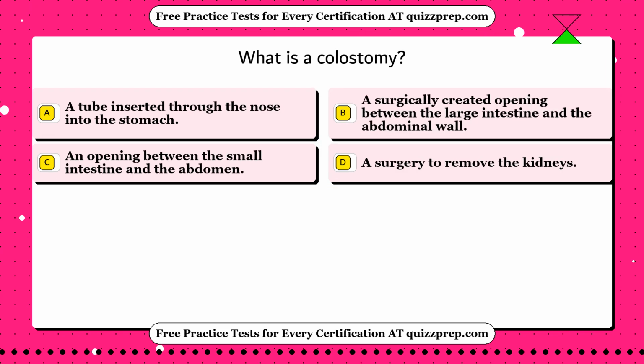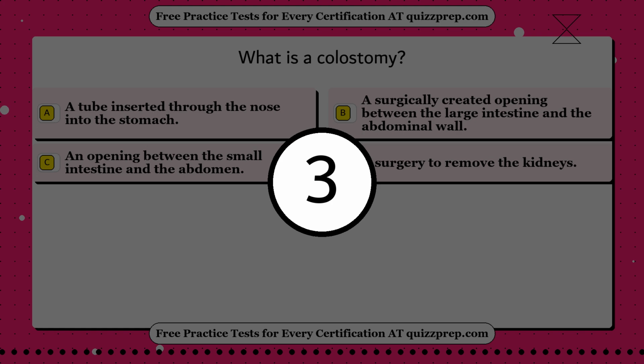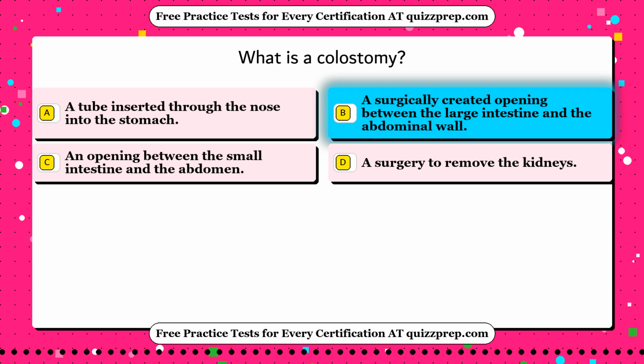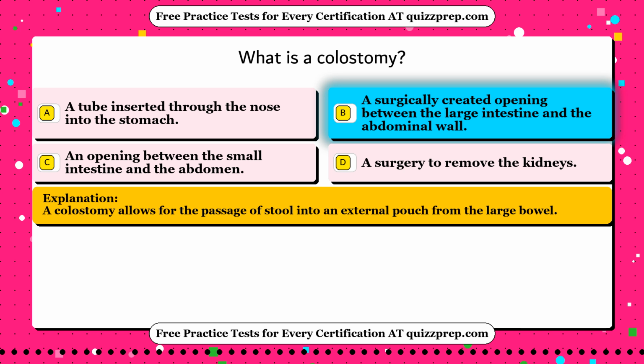Question 46. What is a colostomy? Option A, a tube inserted through the nose into the stomach. Option B, a surgically created opening between the large intestine and the abdominal wall. Option C, an opening between the small intestine and the abdomen. Option D, a surgery to remove the kidneys. The correct answer is option B, a surgically created opening between the large intestine and the abdominal wall. A colostomy allows for the passage of stool into an external pouch from the large bowel.